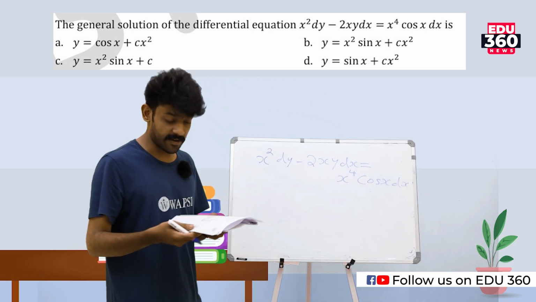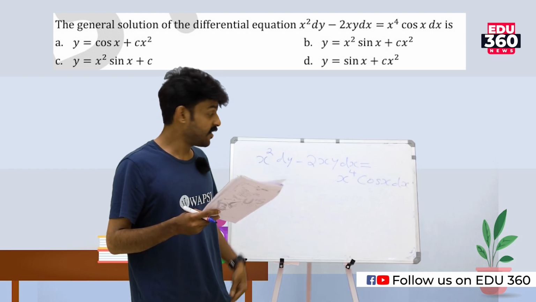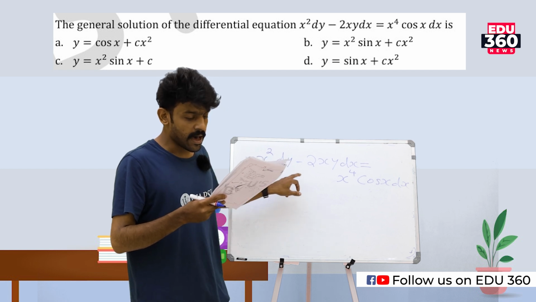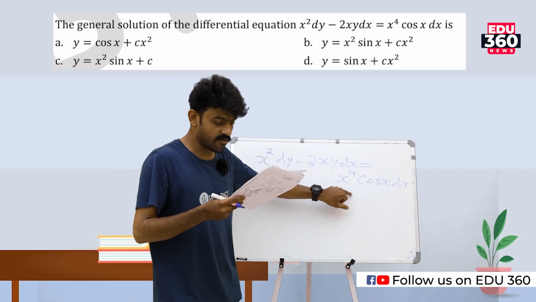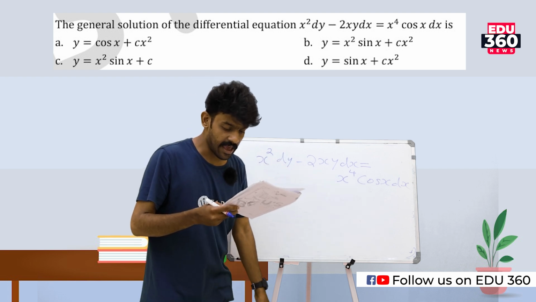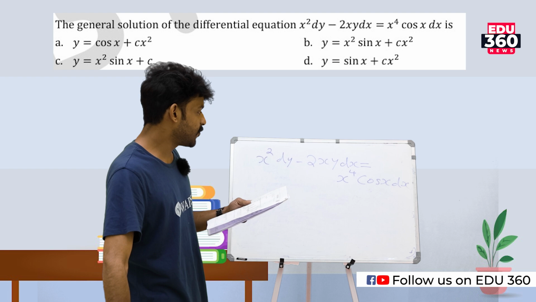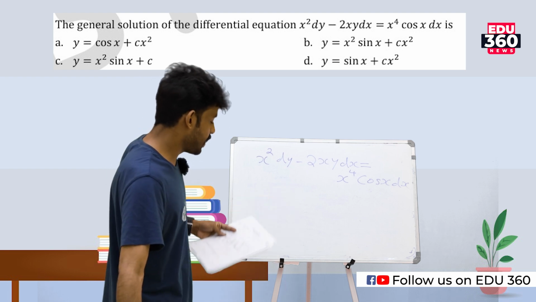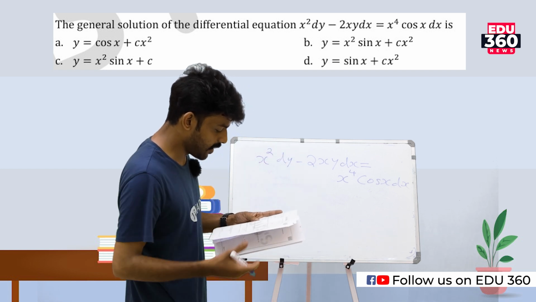So let me read the question once again for you. The general solution of the differential equation x squared dy minus 2xy dx is equal to x raised to 4 cos x dx. So this is the question. So hereafter we can start.